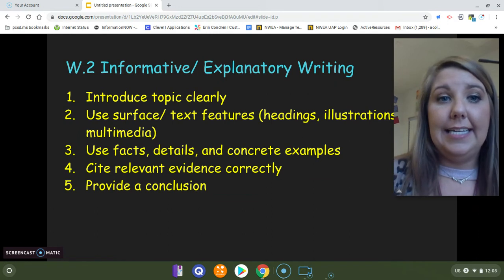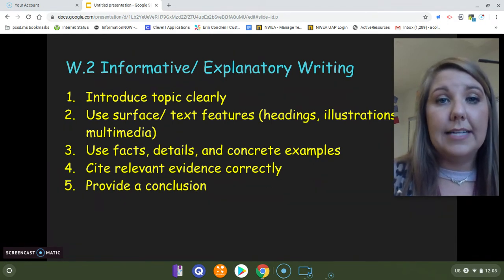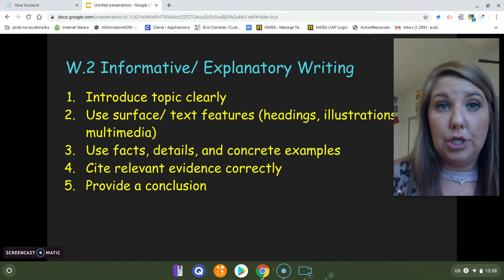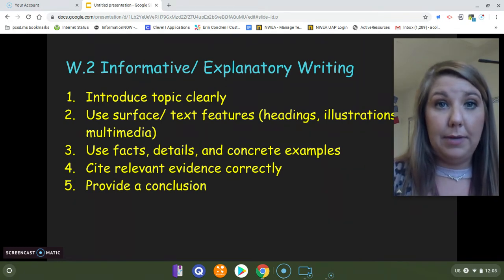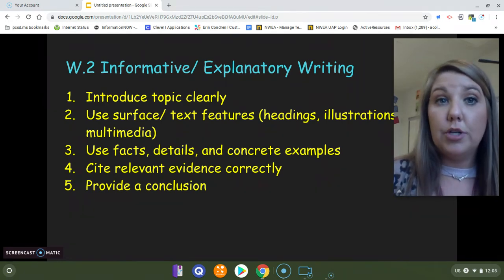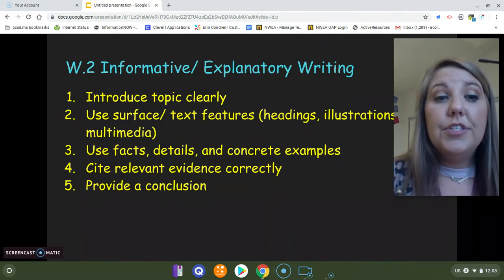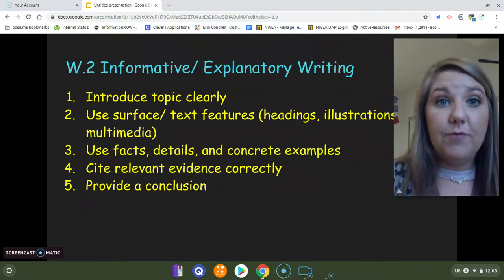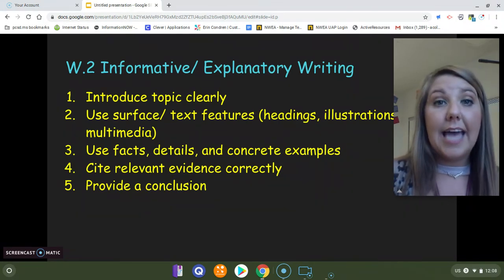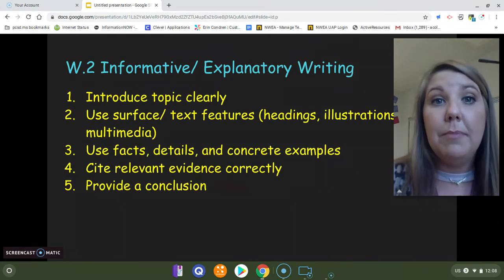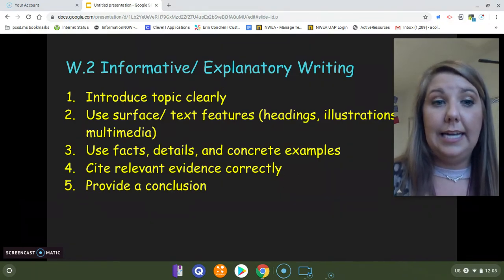The second writing standard is informative or explanatory writing. First, you want to introduce your topic clearly. What is the prompt asking you to do? Introduce whatever the topic may be with an introduction sentence. And remember, you can use the prompt to help you write your introduction. Use text features in your informative writing, such as headings, captions, illustrations, bold print, definitions, multimedia, things that give extra information and extra facts in your writing.